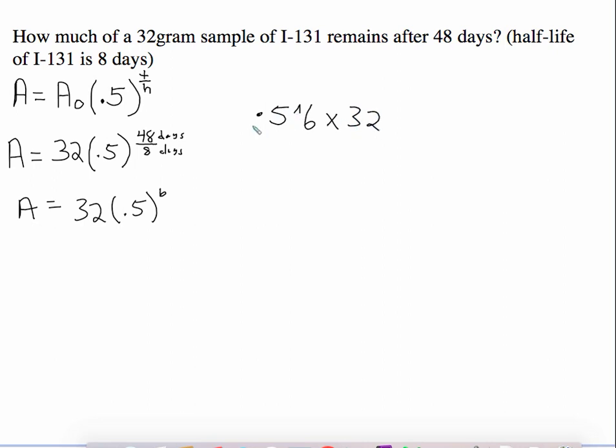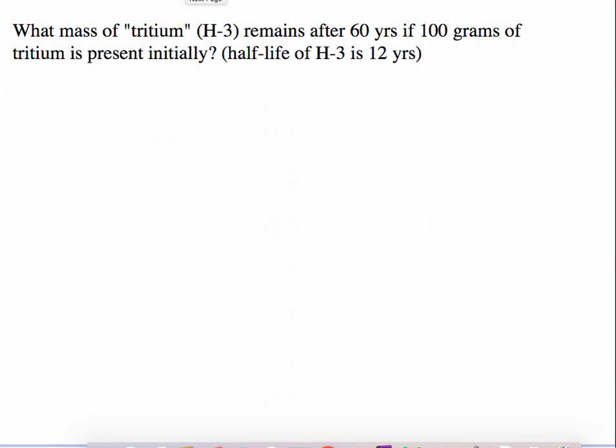You have to do the power first. When you end up doing that problem, see if you can work this out and see if you get the same answer that I do with your calculator. You should get that remaining would be 0.50 grams. So make sure you push the buttons and see if you get the same answer that I got. Alright, here's another problem.